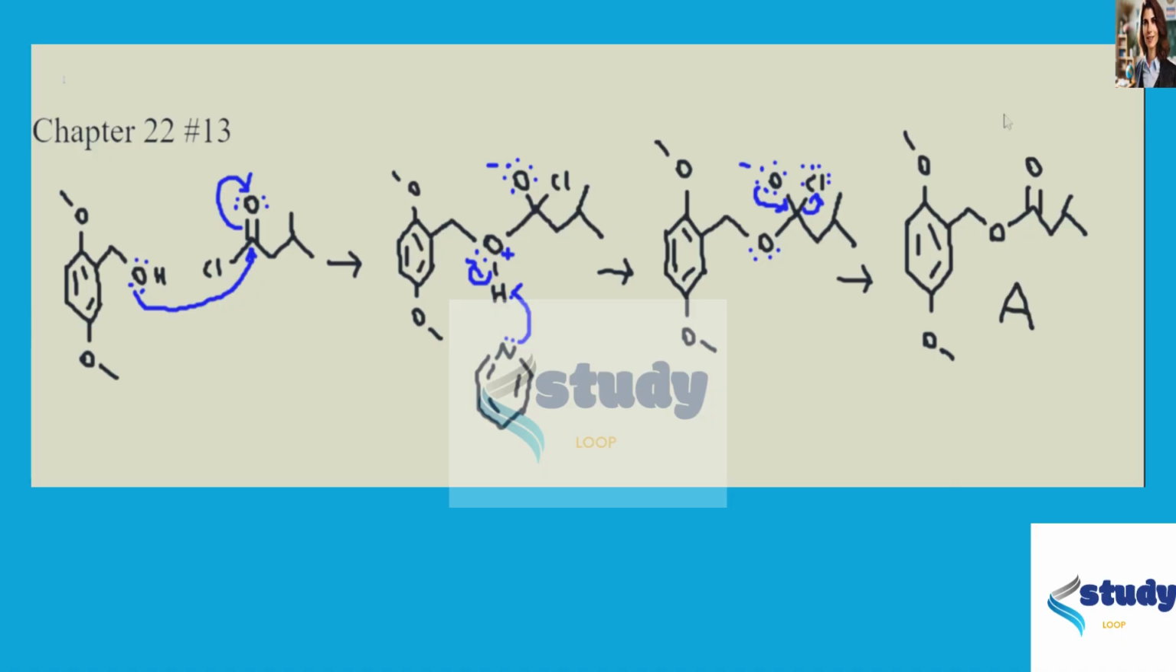Okay, and so that's the stepwise mechanism of the formation of A from these 2 starting materials. Again, it's 3 steps. It's the nucleophilic attack on the acid chloride, deprotonation of the residue of that alcohol that was the nucleophile, and then the tetrahedral intermediate, the oxygen closing back down to reform that double bond and kicking the chloride ion out. And that's the answer to Chapter 22, problem number 13.